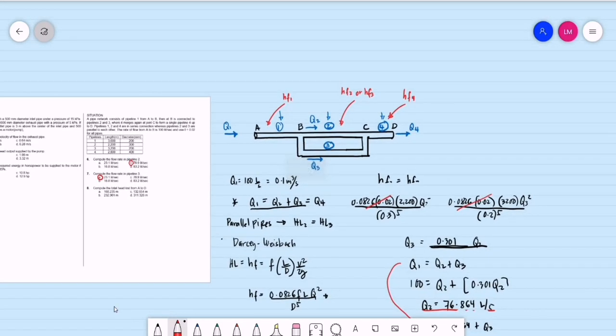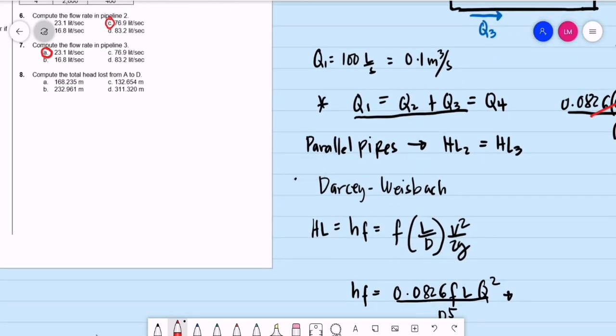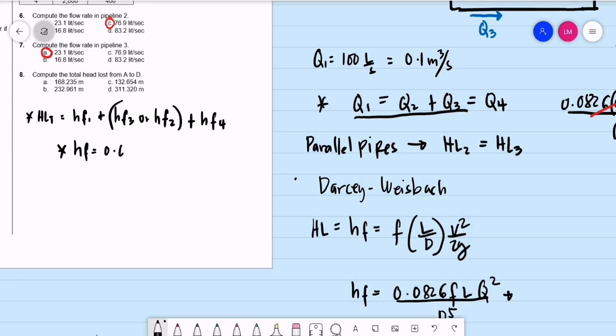Then let's have our main equation. So our total head loss will be equal to the head loss for pipeline number 1 plus the head loss for pipeline number 3 or the head loss for pipeline number 2. Then last, we are adding the head loss for pipeline number 4. So we are using the head loss equation in terms of the discharge. That is the head loss equal to 0.0826 friction factor, the length, the discharge squared, divided by the pipe's diameter raised to 5.